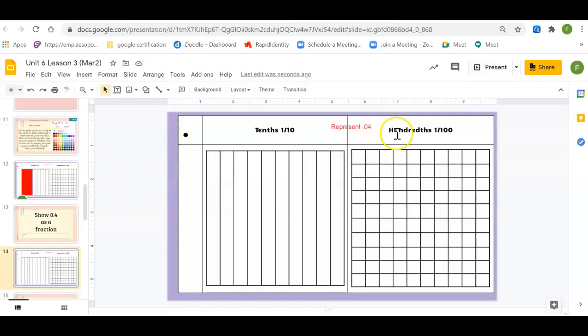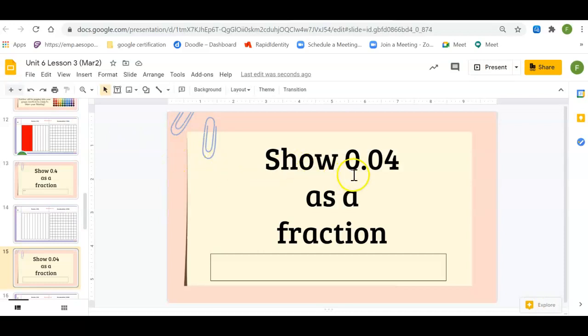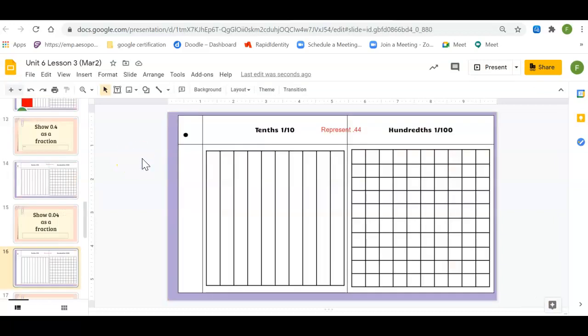So in the next one, you're going to represent 4/100. So you have to choose whether you're going to use the tenths grid or the hundreds grid. After you've done that, you go to the next one. You're going to type in the fraction for 4/100. You type it into the text box here. And then there's another on the next slide.